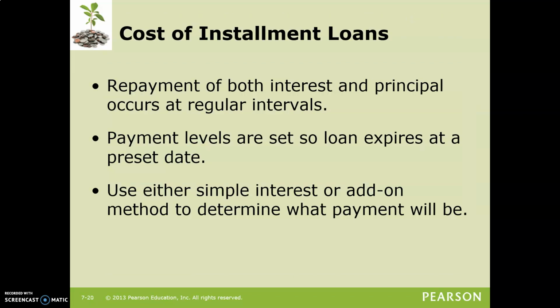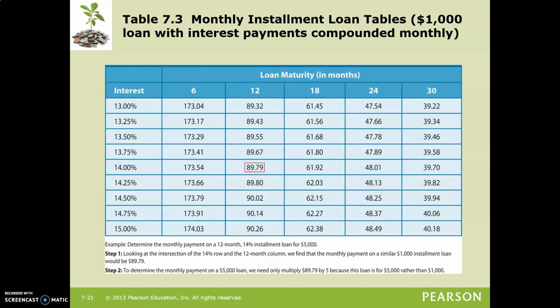Cost of installment loans. Repayment of both interest and principal occurs at regular intervals. Payment levels are set so the loan expires at the present date. They use either the simple interest or the add-on method to determine what the payment will be. So this is a monthly installment loan table: a 1,000 loan with interest payment compounded monthly. So you can see here, this is the loan.